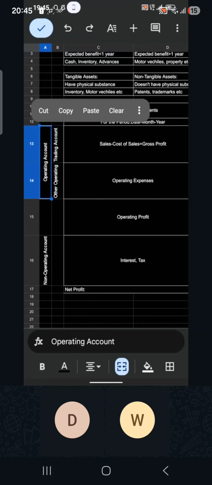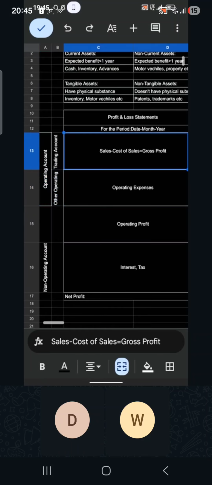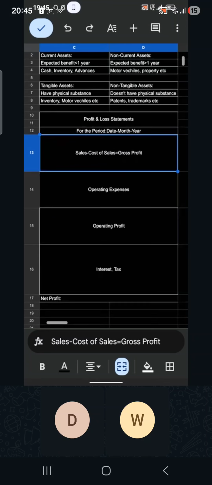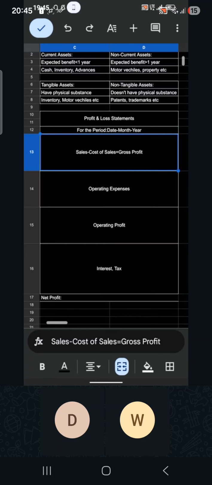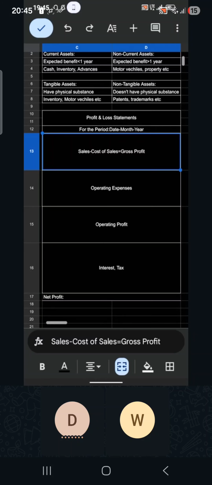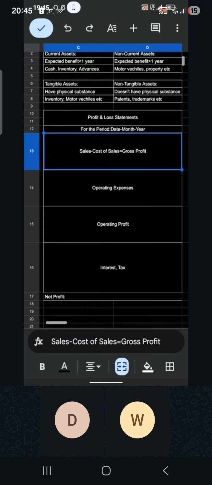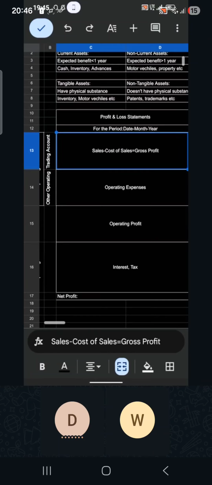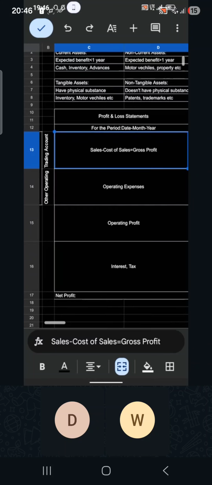Anyway, operating account, divided into trading account and other operating. First, trading account. Take your sales, subtract your cost of sales to get your gross profit. Why is it called gross profit? Because it's gross. It only shows you how much money you got, which is not accurate, by the way. It doesn't take into account things like your salaries, utilities, every other expense. So it's basically an inflated number. Don't get your hopes too high. It'll only disappoint you later.